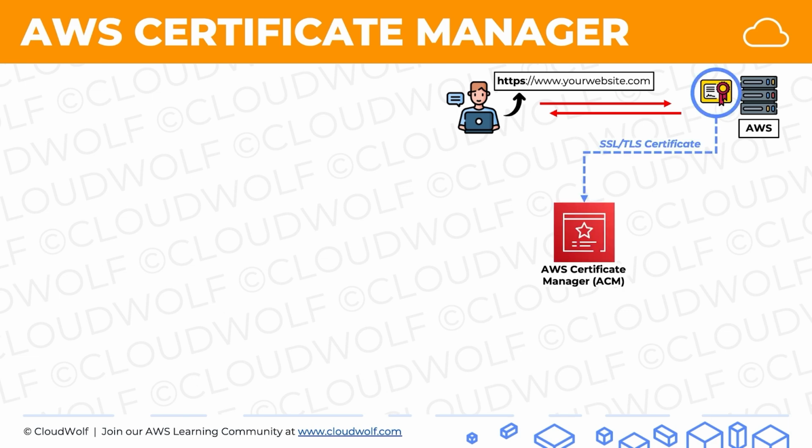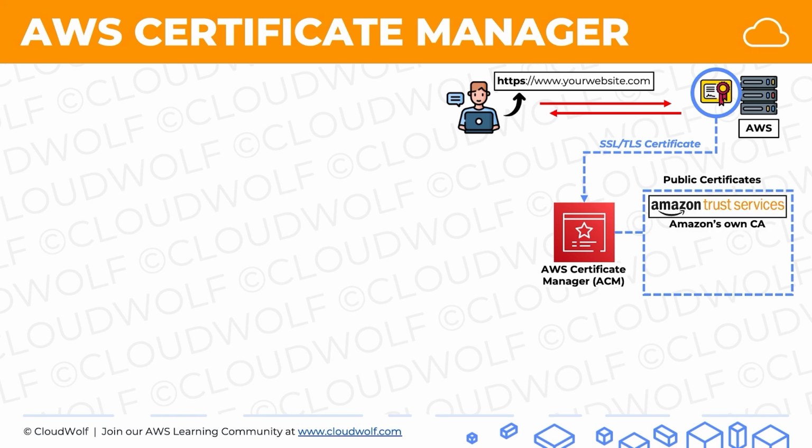And in AWS, there's a special service for provisioning, managing, and deploying SSL certificates, and it's called AWS Certificate Manager. It can work with two types of certificates. The first type are public certificates, which can be issued by Amazon Trust Services, which is Amazon's own certificate authority. So you don't have to go anywhere. It's all made very easy for you. You just go in and issue these certificates using Amazon Trust Services, and it works directly through ACM.